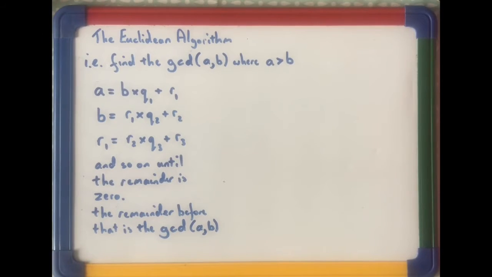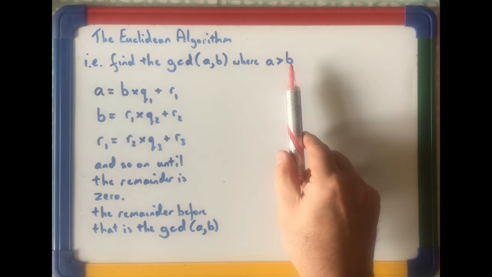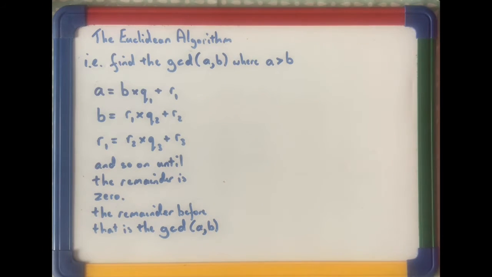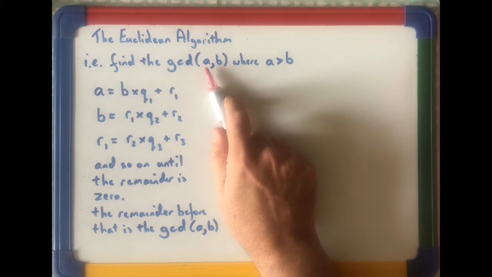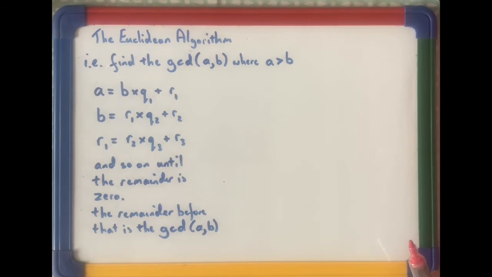Today we're going to have a look at what's called the Euclidean algorithm. This is a method of finding the greatest common divisor, GCD, of two numbers. It's generally used to find the greatest common divisor of two large numbers where it wouldn't be practical to list all the factors. We're going to look at it first of all where A and B, A is bigger than B. These are our two numbers.